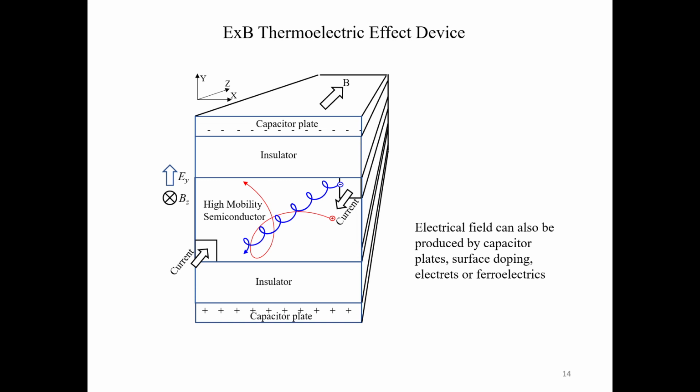Here is an example of a thermoelectric effect device. The magnetic field can be produced by a permanent magnet, and the electric field by capacitor plates, electrets, ferroelectrics, doped surfaces, or junctions. This device operates on ambient heat. I will leave to your imagination the benefits and advantages offered by this technology.